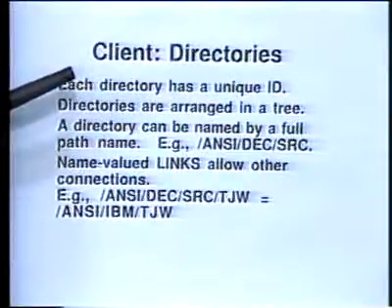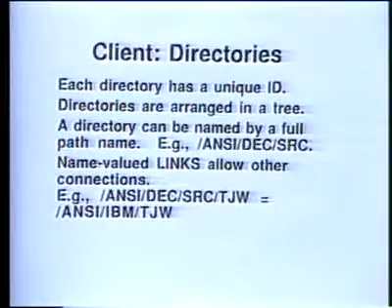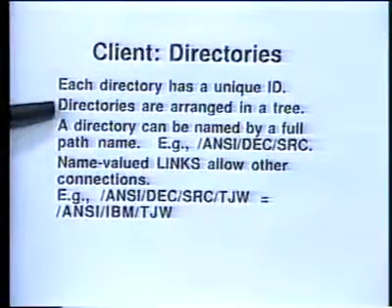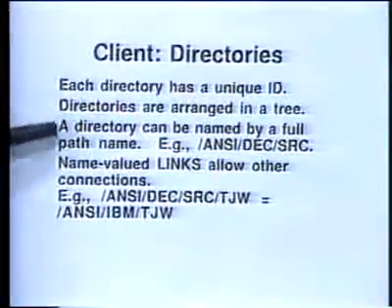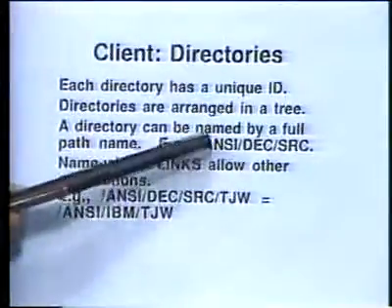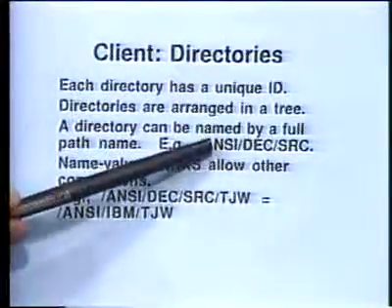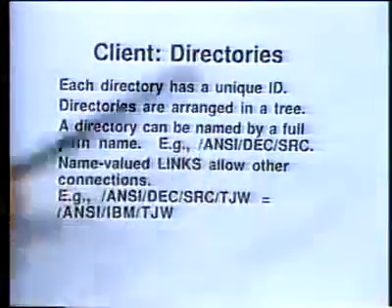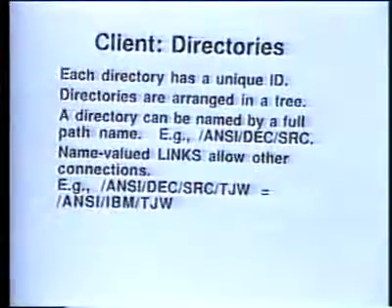Okay, so much for values. Now let's look at directories. The basic notion for the directory system is it's quite similar to what you have in a standard file system. You have a pile of directories. Each directory has a unique identifier. All the directories are arranged in a tree, and hence a directory can be named by a full path name in the tree. So here's a typical path name that you might have if the thing had grown to a scale which included a national registry. So you might have ANSI DEC circ as a typical path name.